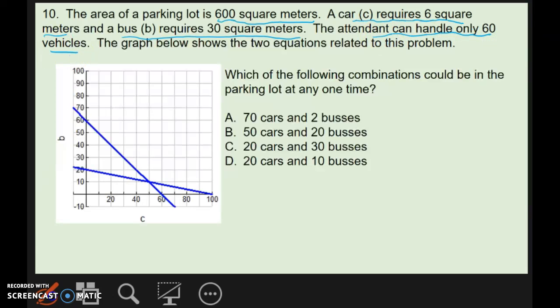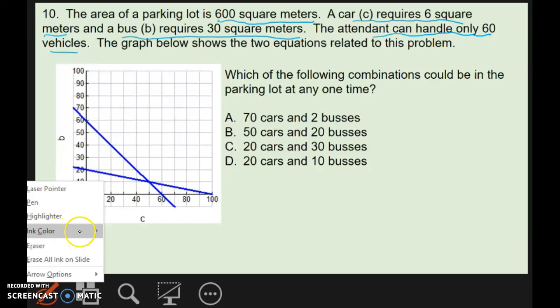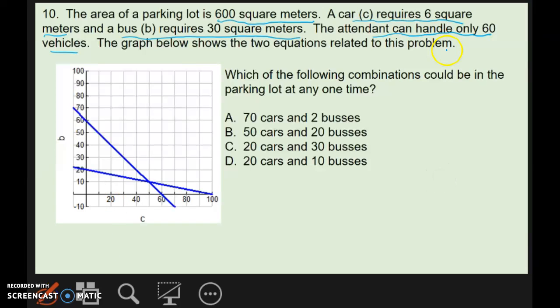So what I'm trying to do then is figure out which of these regions would work. So let's start with that. The attendant can only handle 60 vehicles. So that's cars and buses together. That tells me that C plus B has got to be less than or equal to 60. He can handle 60, but no more than that.